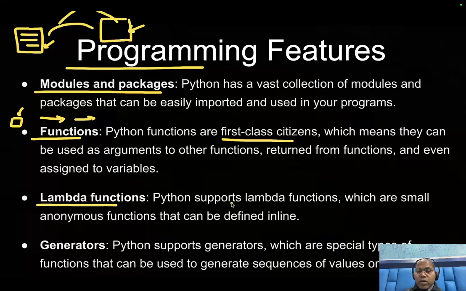So lambda functions are also supported, where you can write a very small anonymous function that can be defined inline, returned, or taken as an input. These concepts, functions and lambda expressions, help us: not just the object oriented capability, Python even has the functional programming capability in the form of functions as first class citizens and lambda functions.